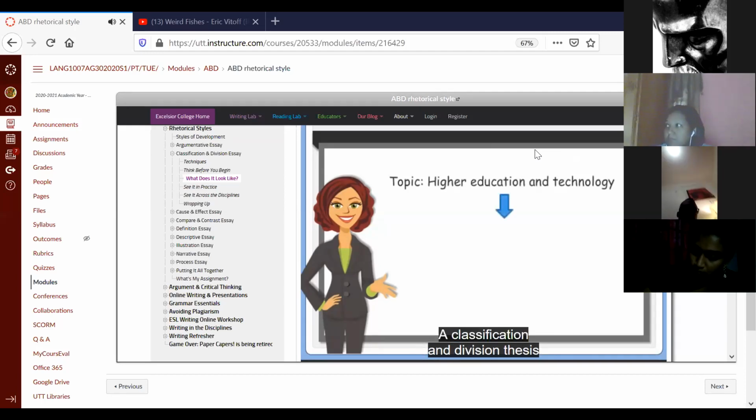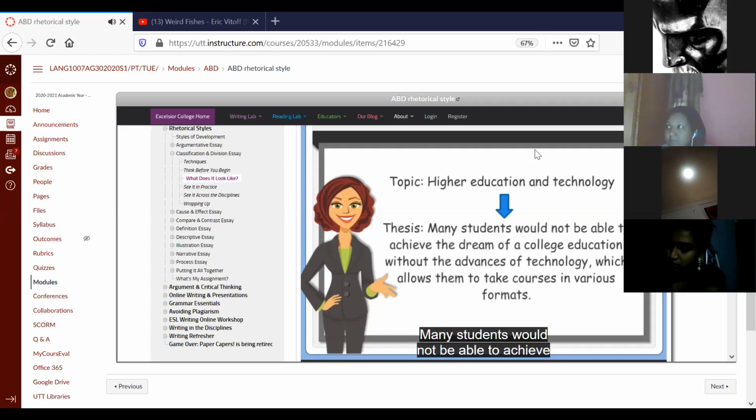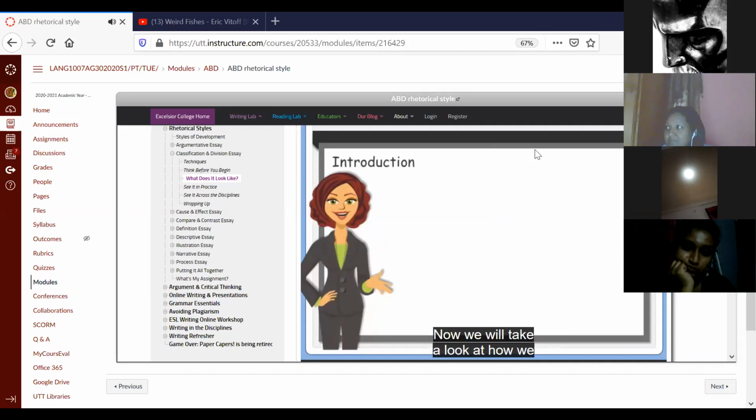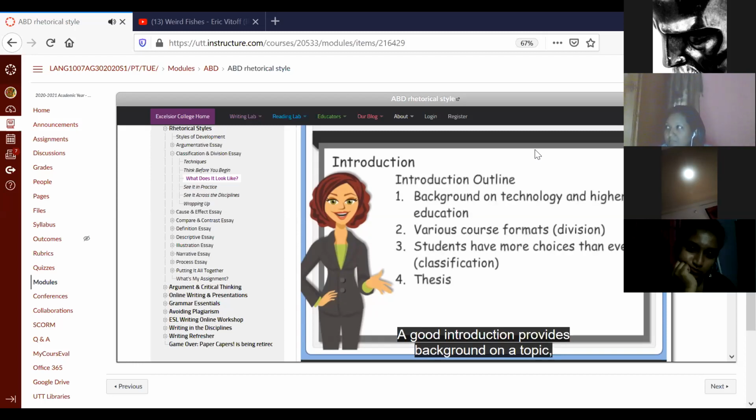A classification and division thesis that might work well within that topic would be: many students would not be able to achieve the dream of a college education without the advances of technology, which allows them to take courses in various formats. Now we will take a look at how we could outline our introduction using our thesis with the goal of writing a classification and division essay. A good introduction provides background on a topic, transitions to the thesis, and then presents the thesis. In this example, we would first provide background on the topic of technology in higher education.